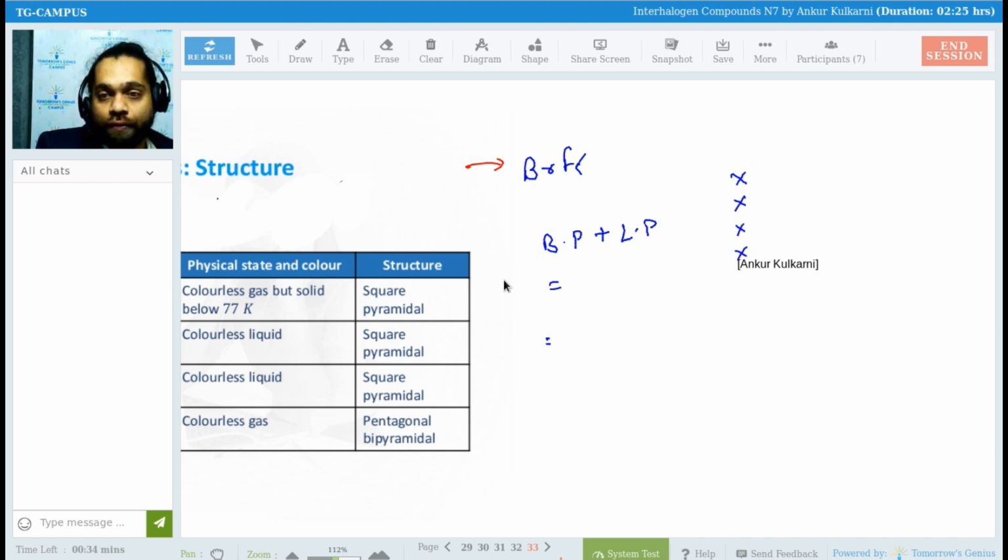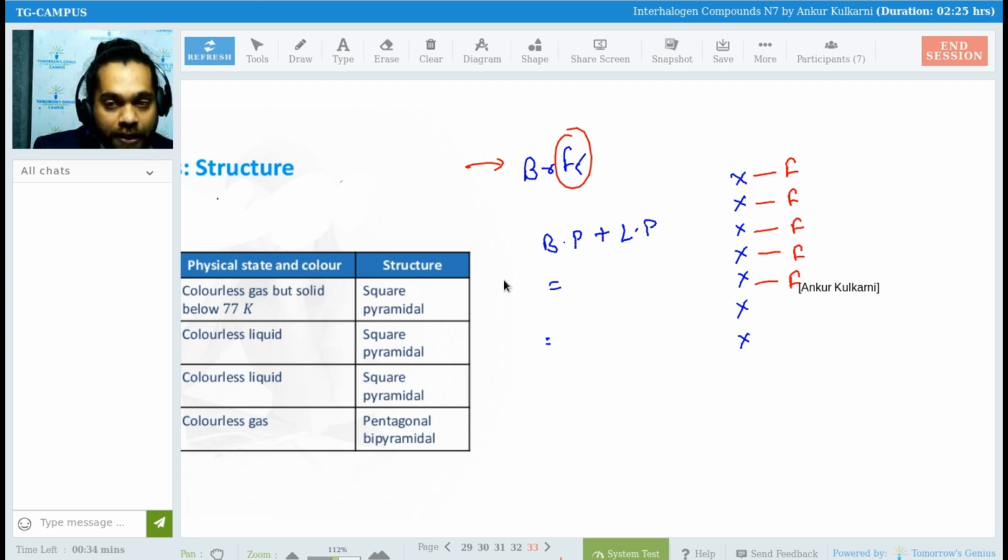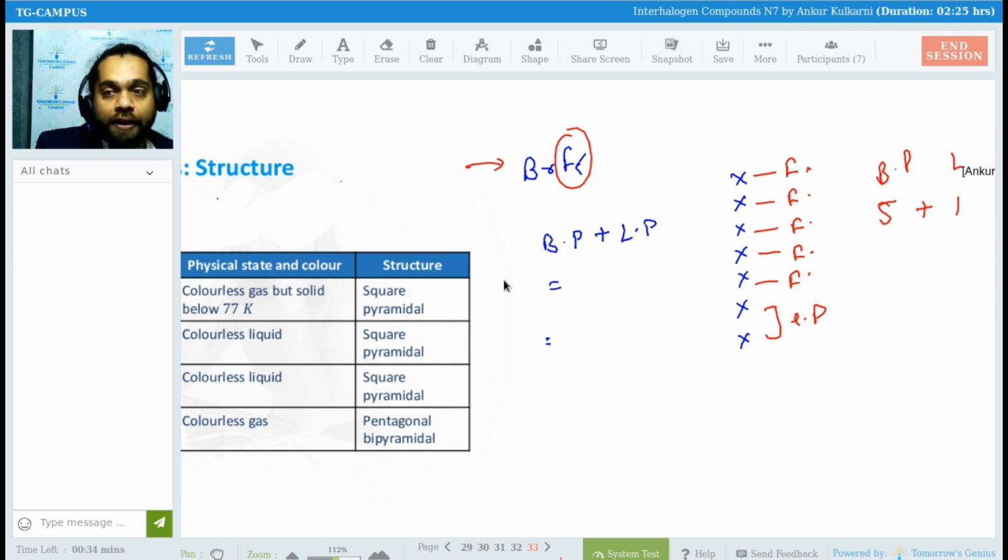1, 2, 3, 4, 5, 6, 7. Then I'll draw the bonds with it. How many fluorine I have? I have 5 fluorine. So each bond with the fluorine, 1, 2, 3, 4, 5. Then the remaining, Sashidharan, is nothing but your lone pair. So I have 5 bond pairs and 1 lone pair. So 5 bond pair, 1 lone pair means what? The number is 6.